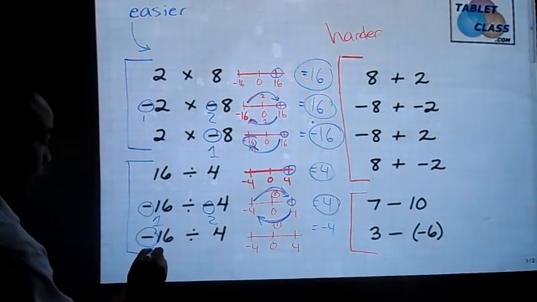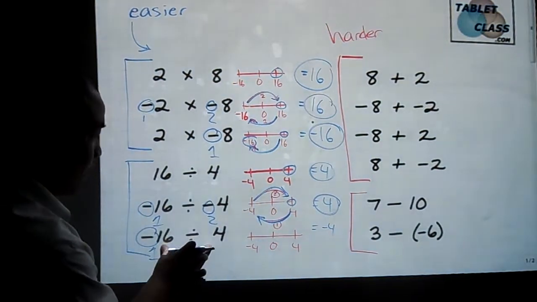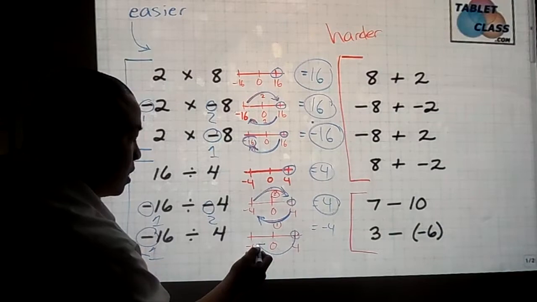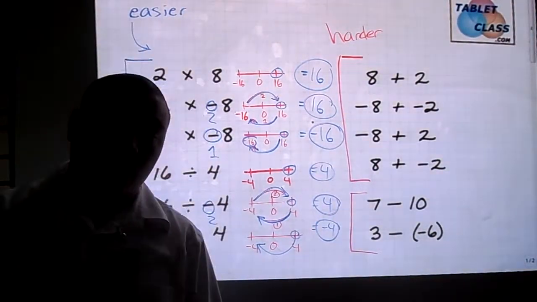Last one, we only have 1 negative sign. So we divide regularly, we get to 4. We bounce it only once, and that gets us to negative 4.